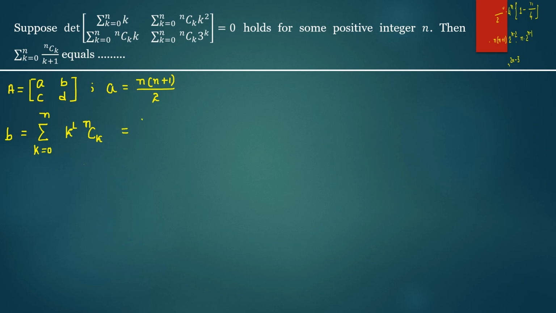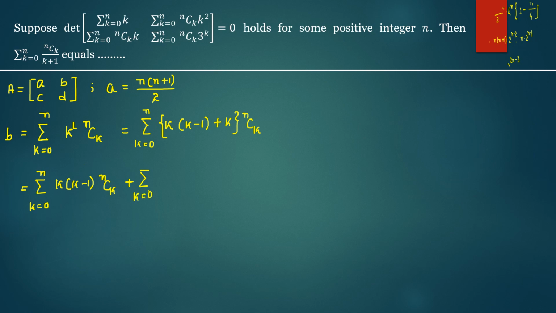Let's go ahead. So here that k squared term can be easily written as the summation for k equal to 0 to n of k into k minus 1 plus k, multiplied by nCk. So if I expand the summation, it is the summation for k equal to 0 to n of k into k minus 1 multiplied by nCk, plus the summation for k equal to 0 to n of k times nCk.